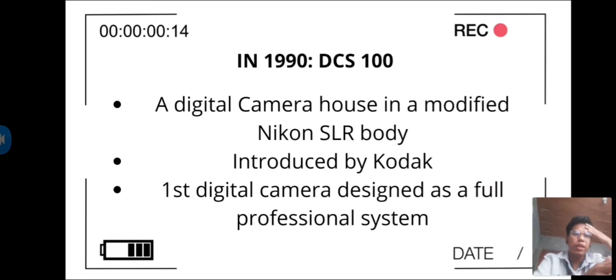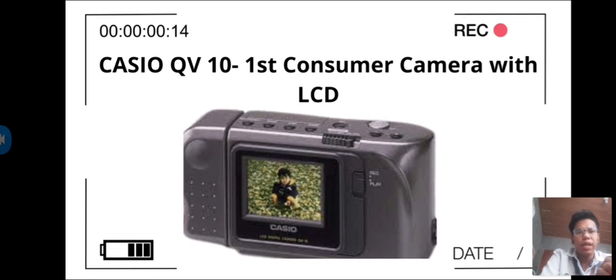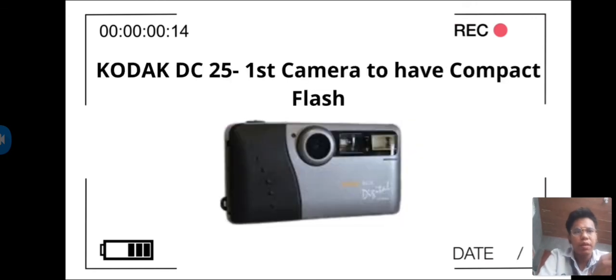Okay, in 1990 they created the DCS 100, a digital camera housed in a modified Nikon SLR body. It was introduced by Kodak, and this is the first digital camera designed as a full professional system. Yan, that's how it looks, the Kodak DCS 100. Next one is Casio QV-10, the first consumer camera with LCD. Okay, yan, kung nakikita nyo sa picture, it has an LCD already. And lastly, Kodak DC-25, the first camera to have compact flash.